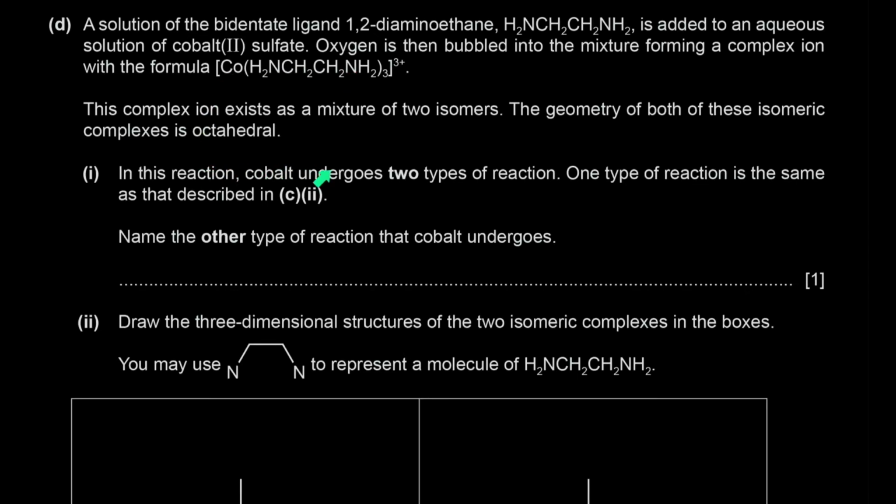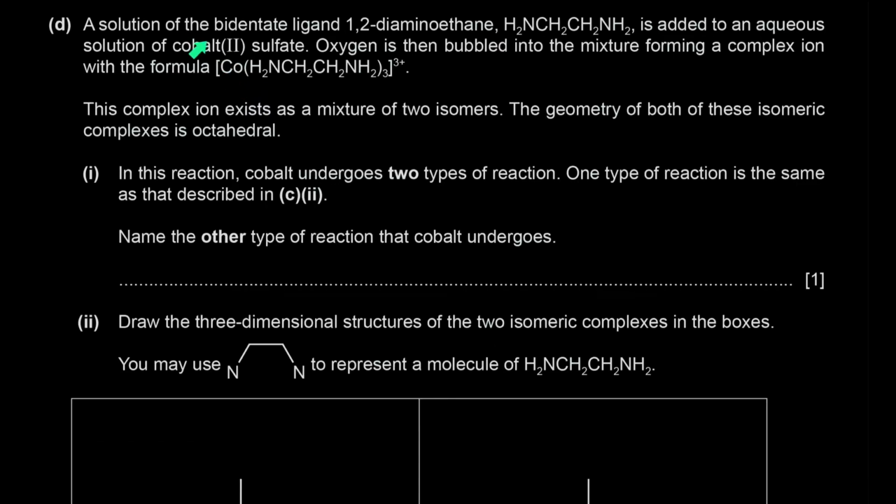In this reaction, cobalt undergoes two types of reactions. One type is the same as described in C part 2. Name the other type of reaction. Now in C part 2, we had a ligand exchange. And here, if we have an aqueous solution of cobalt 2 sulfate, we have cobalt hexaaqua, right? So we have cobalt with 6 water molecules around it in the aqueous solution. That's the pink solution. And those water molecules are replaced by 1,2-diaminoethane. So that's a ligand exchange reaction.